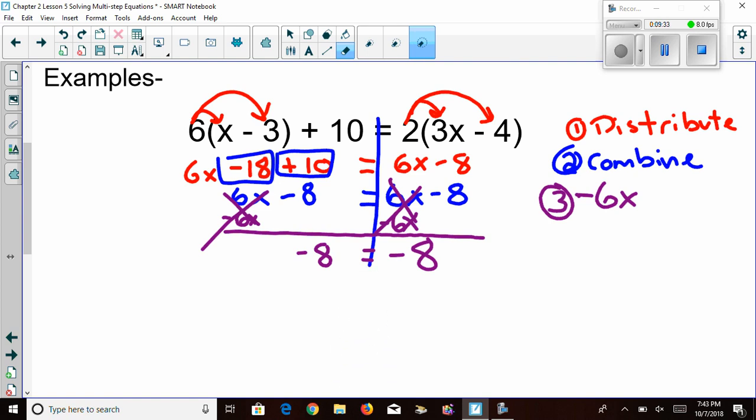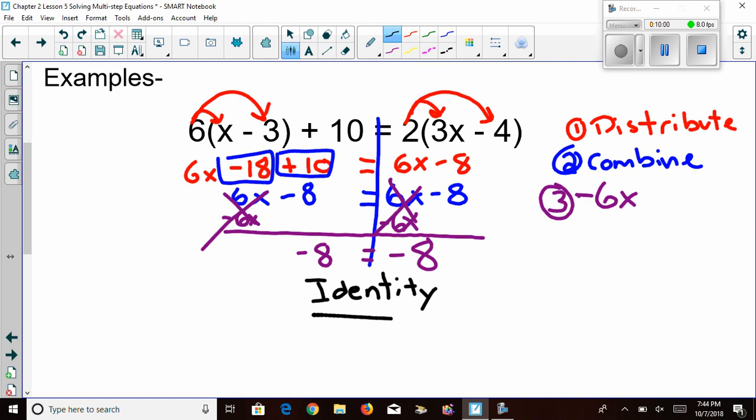So I asked you before to take a guess at what's going to happen in this answer. And what we see is when the x's are canceled out, I'm left with negative 8 equals negative 8. Well, when a number equals itself, we call that an identity. And you also hear that many times called all solutions.